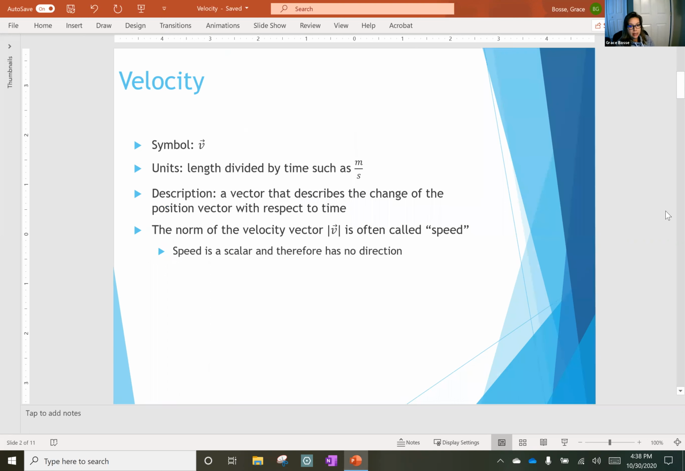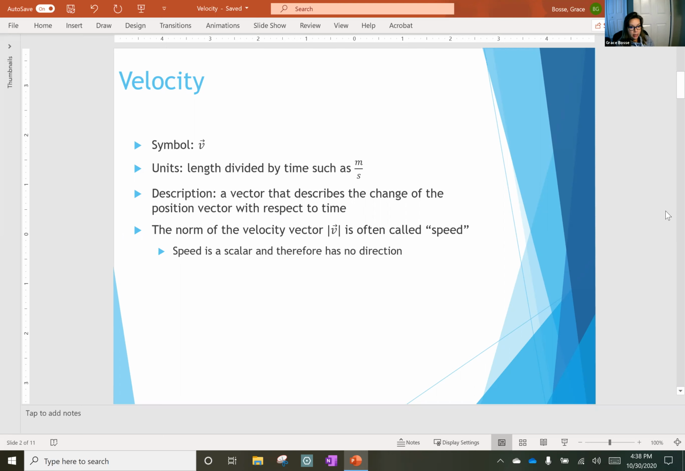The symbol for velocity that you'll see in equations and read about in your physics books is just the lowercase letter v with a vector symbol on top of it to show that it's a vector. It has units of length divided by time. The standard SI unit would be meters per second.